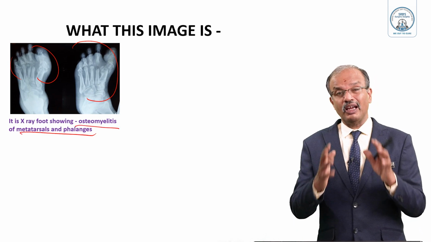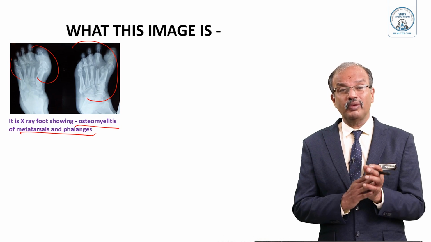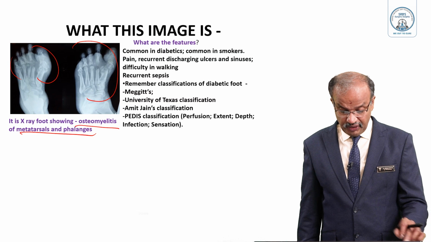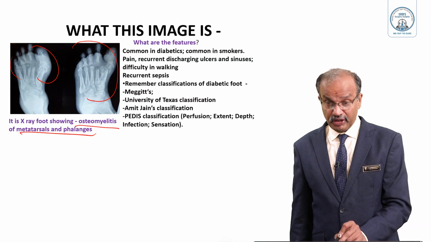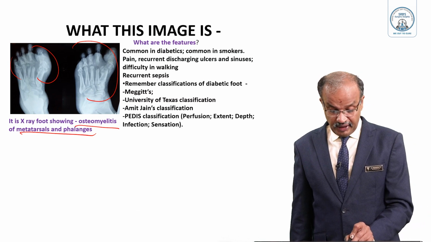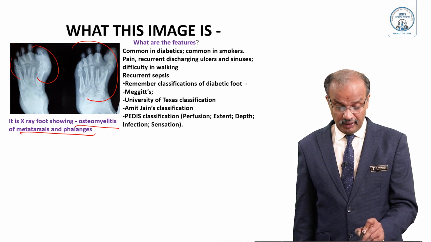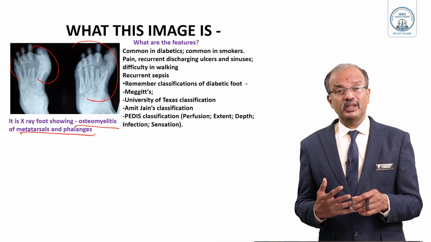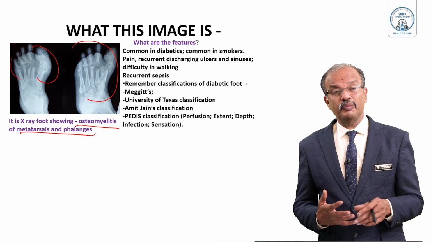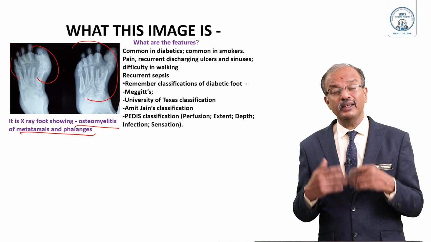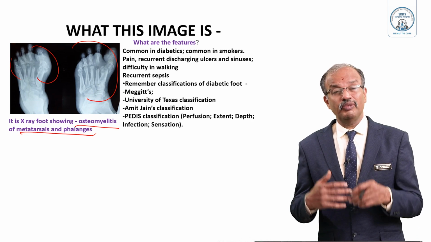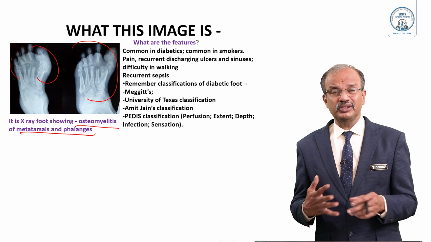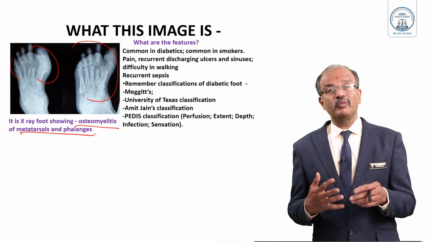Remember, it's very important: in the diabetic foot, osteomyelitis of metatarsals is very common, and very difficult to manage. So what are the features? All these things are common in diabetics and in smokers. Pain, recurrent discharging ulcers, sinuses, difficulty in walking, and then neuropathy also: autonomic neuropathy, sensory neuropathy, motor neuropathy, then microangiopathy, macroangiopathy, high blood sugar, recurrent infection, osteomyelitis, peripheral vascular disease, and altered gait. All these things cause a lot of persistent problems in the diabetic foot.